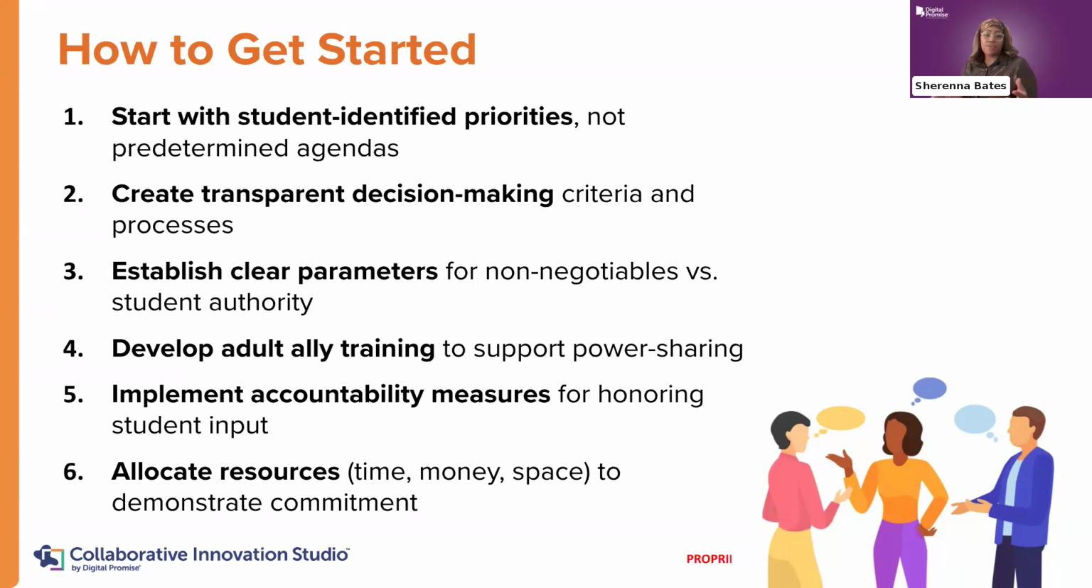Another is developing adult ally training to support power sharing. One of the things that we do, and when I get to the summer school invitation at the end, I would love for you to sign up for that. But one of the things that we do that if you were to participate in summer school, you learn more about is this idea of a champion in a district.